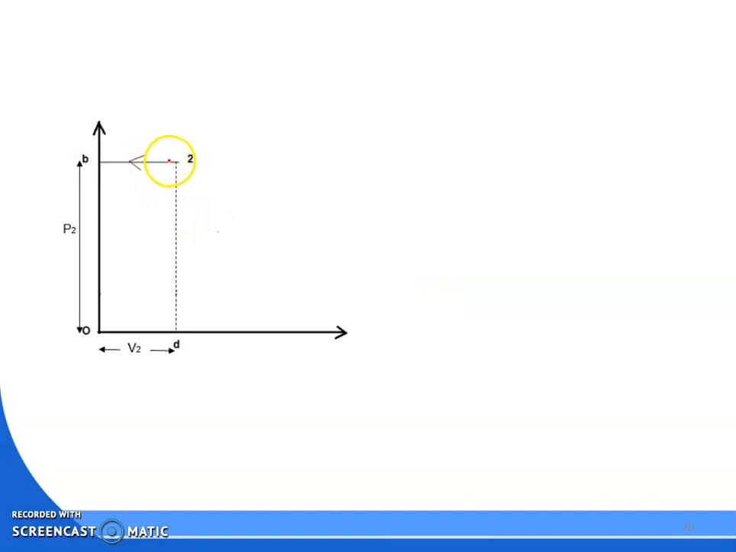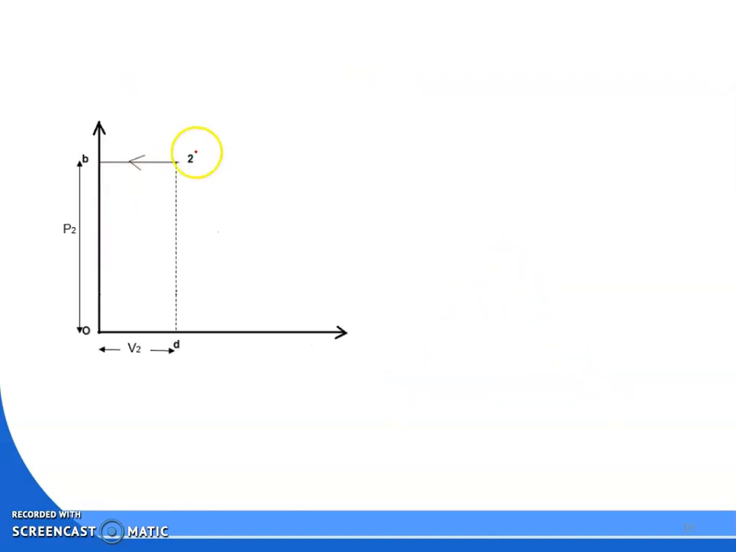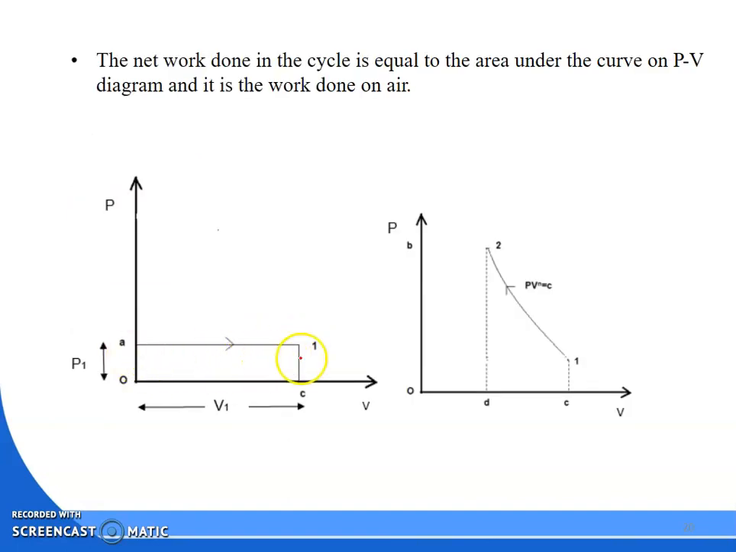Then the third one, 2 to B. And 2 to B, B to O, O to D. So what is the volume here? V2. What is the pressure here? V2. Okay, so what do we have to do? We have to add the 1 to 2 process area plus the 2 to B process area, and we have to subtract the A to 1 process.